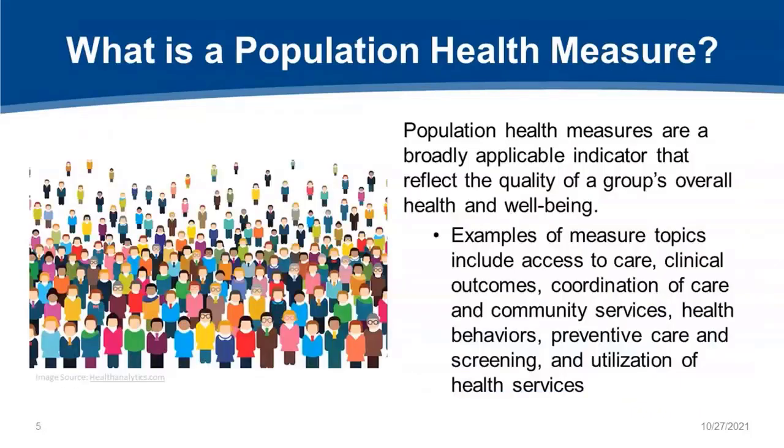Taking that a step further, population health measures are broadly applicable indicators that reflect the quality of a group's overall health and well-being. You might be wondering, how is this different from any other quality measure? The idea here is that population health measures, either alone or grouped together, should tell us something about the overall health status of the population they're measuring. Screening and outcome measures are especially useful for this, measures that give a sense of, for example, the percent of a population adhering to vaccination or screening guidance, or the percentage of patients that avoid complications due to diabetes.